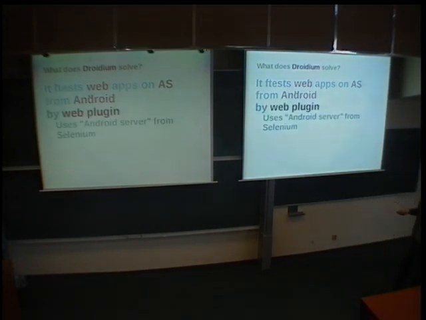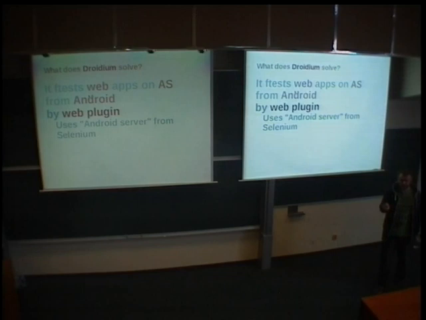And it is done by the web plugin. Droidium has two plugins. First is the web plugin, and the second is the native plugin. The web plugin uses a so-called Android server from the Selenium project. It is just a basic APK, which is deployed to an Android emulator or physical device, and it integrates with the embedded Android web browser, so WebDriver can communicate with Android.